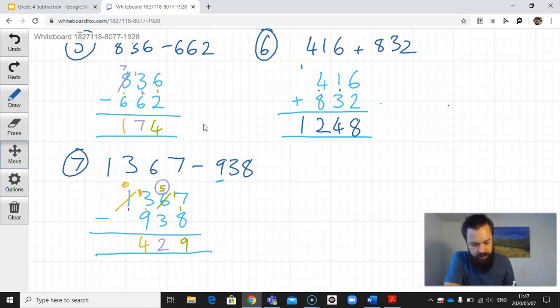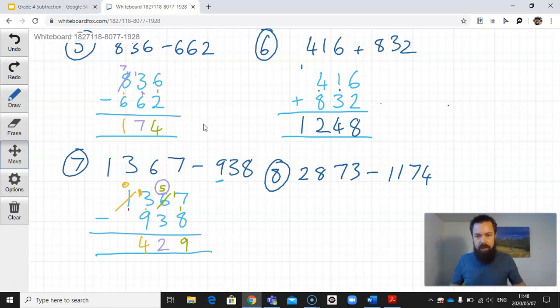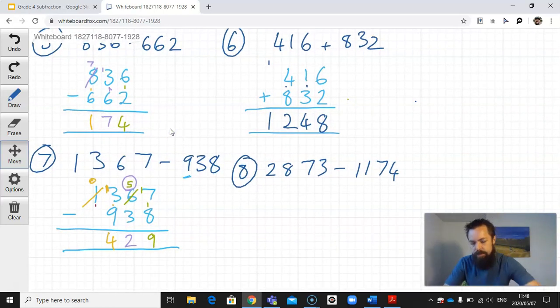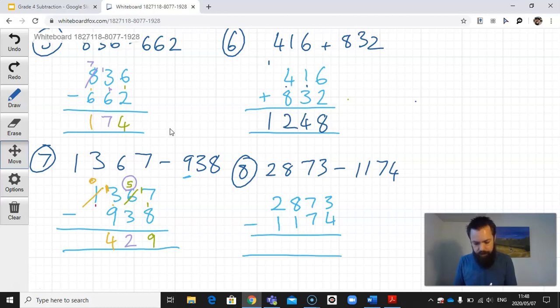Right, the next one I'd like you to try on your own. So 8, and the question is 2,873 minus 1,174. Shift the screen across. Right, you start. I'll give you a head start of about 10 seconds and then I'll lay it out. If you'd like more time, just pause it.